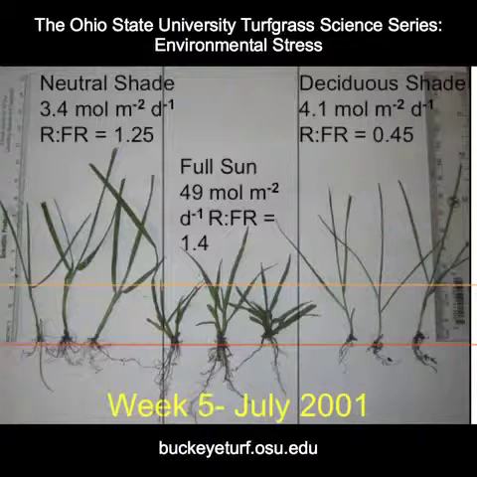The plants to the left were grown in neutral shade and are in general intermediate in development between the full sun and deciduous shade treatments, reflecting the impact of light quality, red to far red ratio, on plant development.